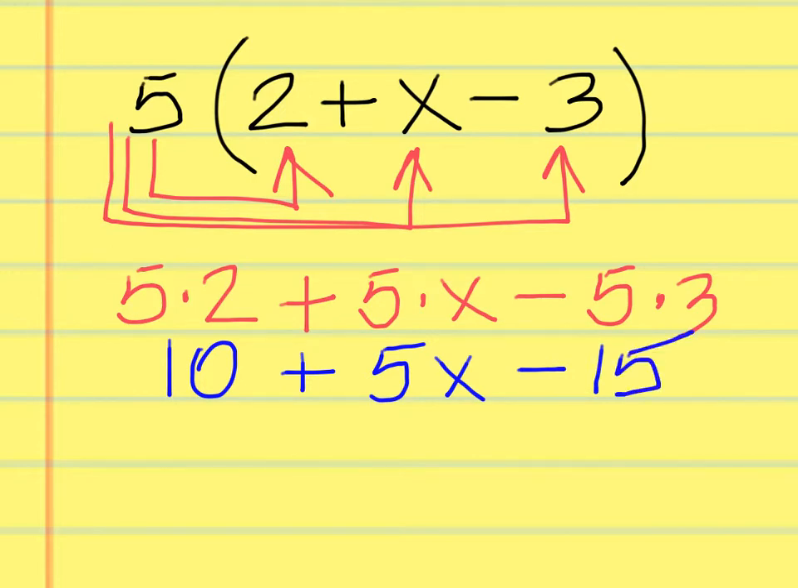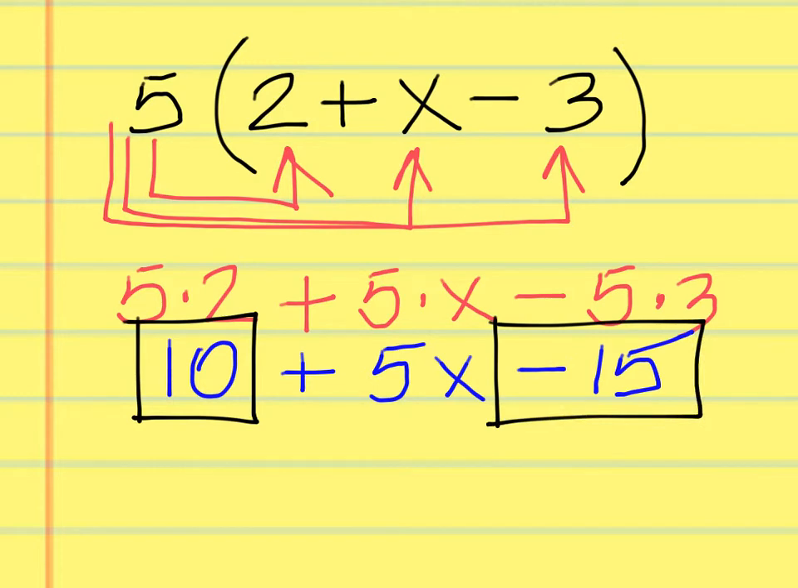Is this my final answer? No. Why is this not my final answer? Yeah, what two terms can I add together? 10 and 15. And really, it's not adding because you have 10, and that's a minus in front of the 15. So you have to use the sign that's with it. 10 minus 15 is what? Negative 5. So 5x minus 5 is the answer.